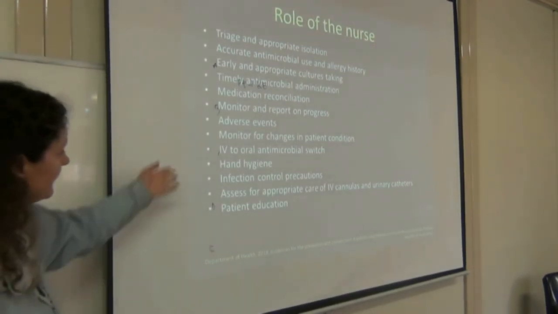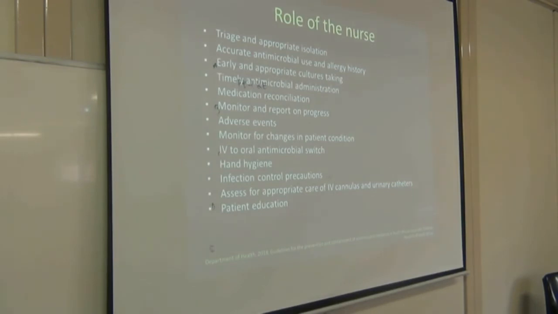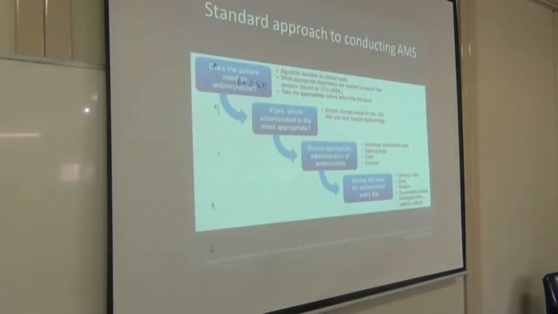Okay, then hand hygiene, obviously important, other infection control: your IV cannulas and urinary catheters. You know, is it still needed? Can we take it out? The sooner we take it out, the less risk we have of getting an infection.